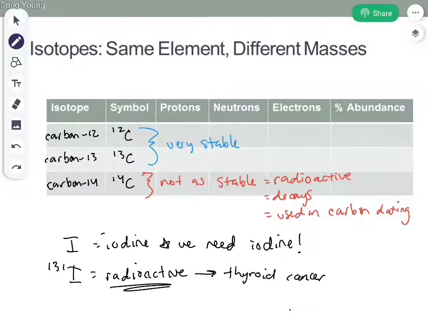So the differences between the different isotopes are the masses, which basically come from the number of neutrons they have, and they do have some properties where some isotopes are more radioactive than others. And I'm not going to talk about radioactivity here. That's another video for another day. But different isotopes can have different properties like radioactivity.